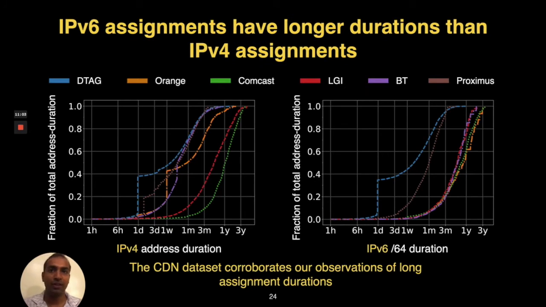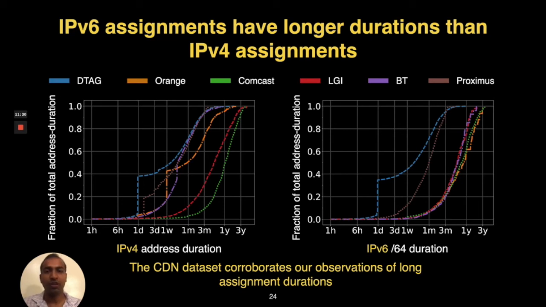We found that IPv6 assignments to residential subscribers typically have much longer durations than IPv4 assignments. The graphs here are derived from RIPE Atlas data and show IPv4 address durations on the left and IPv6 /64 durations on the right for large ISPs from around the world, including Deutsche Telekom, Comcast, British Telecom, etc. Each of these graphs is showing a weighted CDF of durations.